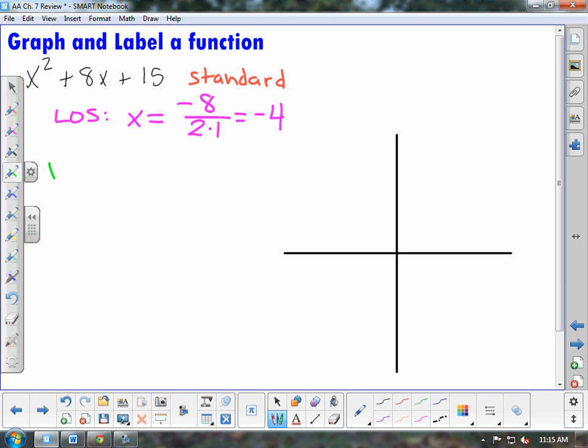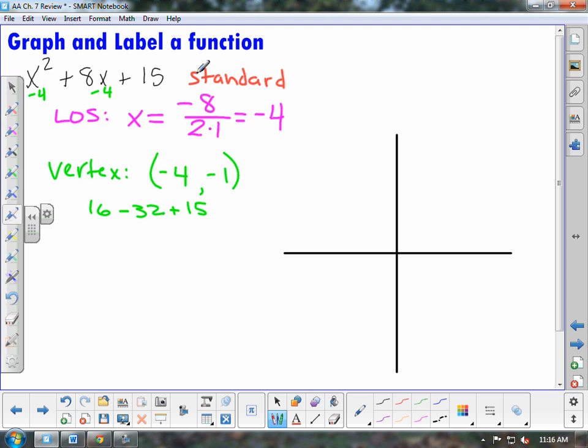And then if we want to find the vertex, we would substitute a negative 4 into our function for the x value. A negative 4 squared is 16, minus 32 plus 15 is going to get you a negative 1 for the y value.